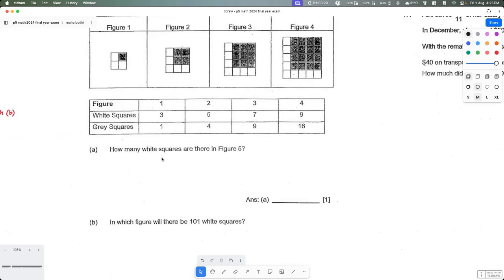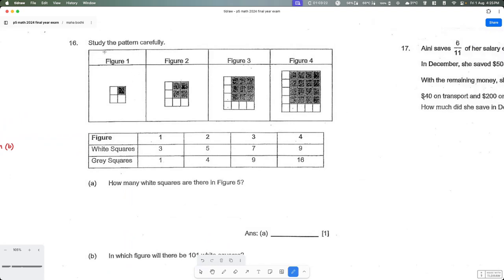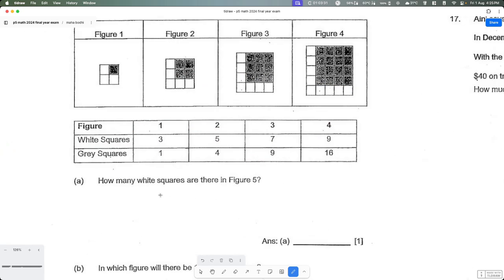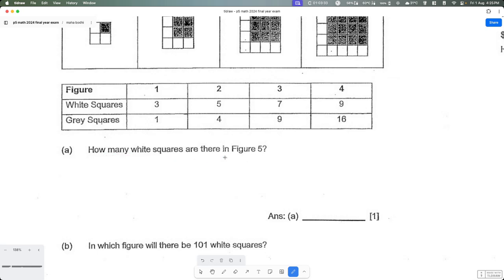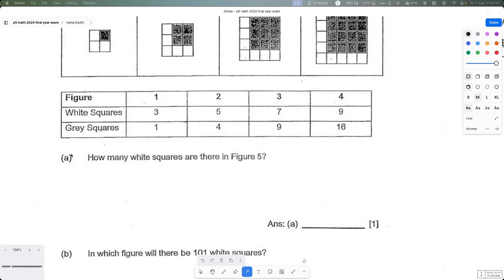Question number 16 over here. Since it's a study pattern, just look at the numbers over here. You have figure 1, 2, 3, 4, with white squares and then gray squares. So how many white squares are there in figure 5? Over here we have 3 to 5, so this will be plus 2. 3 to 5 is plus 2, 5 to 7 is plus 2, 7 to 9 is plus 2. So what's the fifth one?